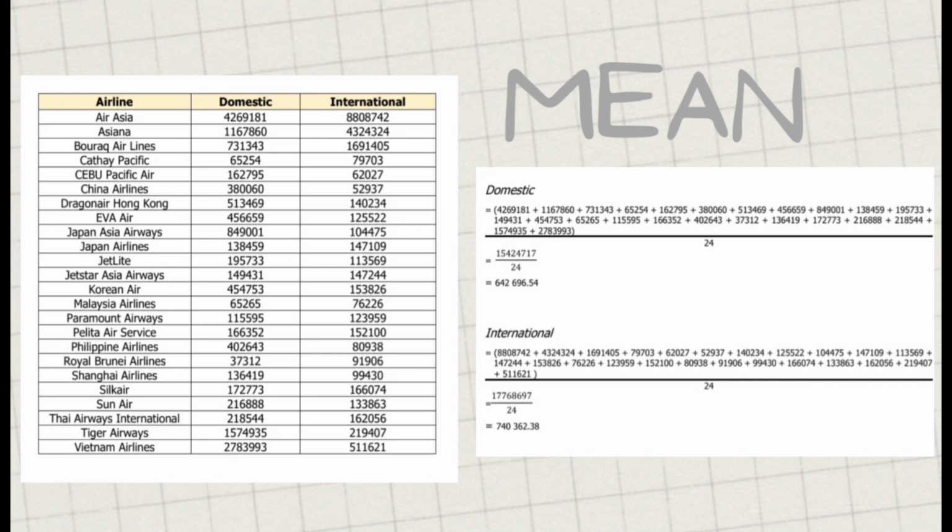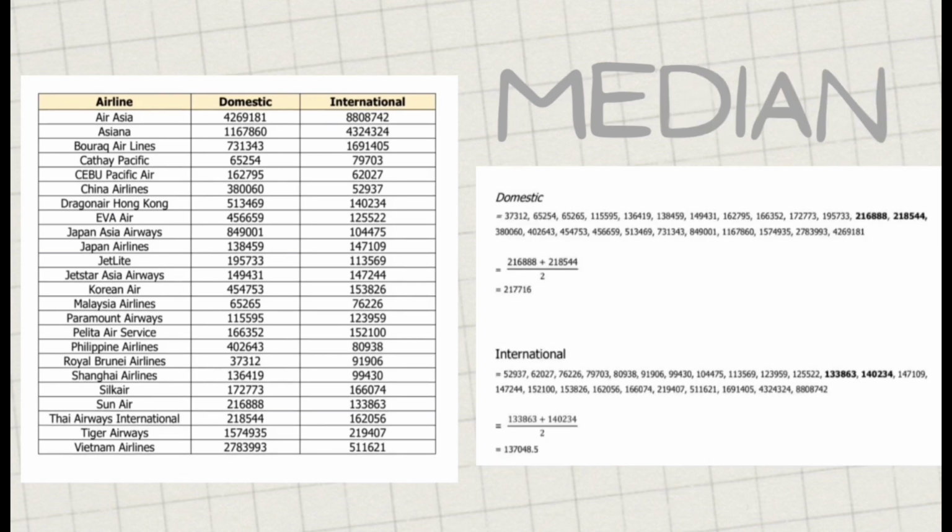From this table, we have two types of dataset, which are domestic and international. To find the mean for domestic, we sum up the total of the dataset for each class and then divide it by the total sample, which is 24 because we have 24 classes here. The answer that I got for domestic is 642,696.54. The same goes for international; the answer that I got is 740,362.38. So from the means, we can say that domestic has 97,665.84 fewer passengers than international.